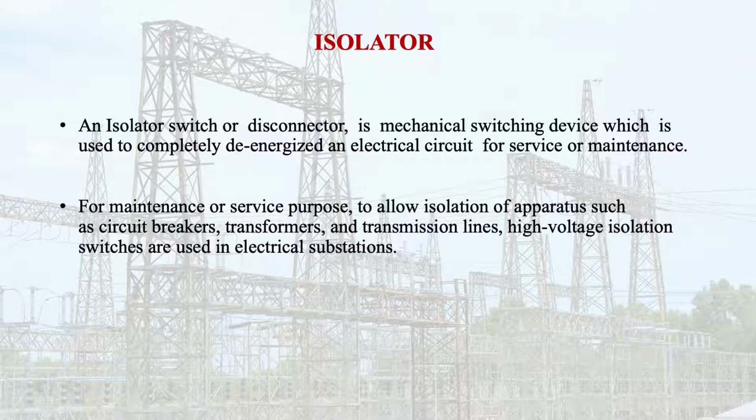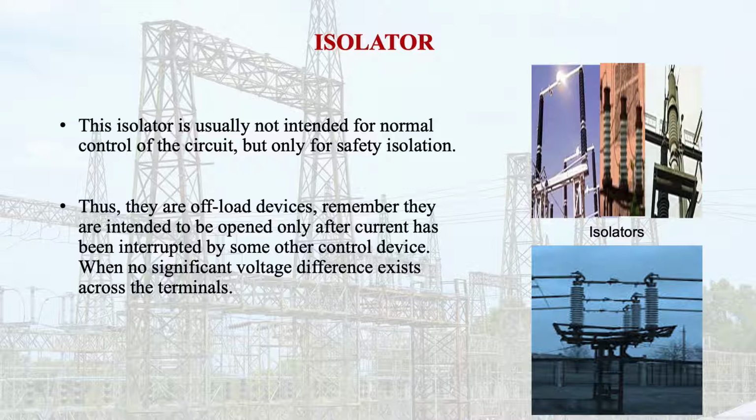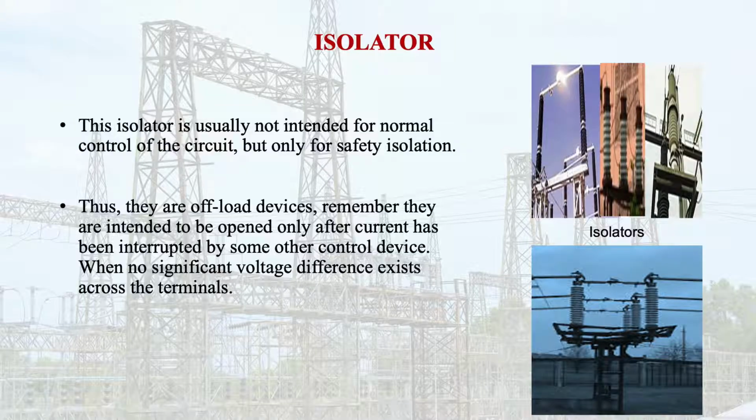So for maintenance or service purposes, they allow the isolation of apparatus such as circuit breakers, transformers, transmission lines, or high voltage isolation switches. These are used in the electrical substation. The isolator or disconnector is usually not intended for normal control of the circuit, but only for safety isolation. Thus they are off-load devices with very low breaking capacity. Remember, they are intended to be opened only after current has been interrupted by some other control device, when no significant voltage difference exists across the terminals.